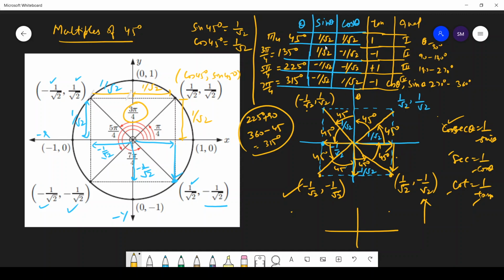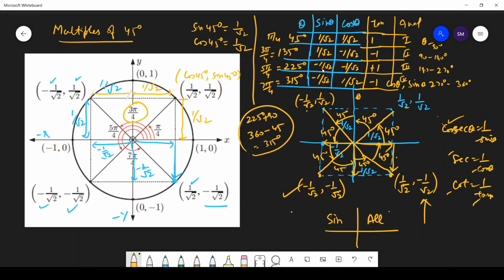Now tell me, are all the values positive in the first quadrant? All positive. Yes, sir. Which values are positive in the second quadrant? Sir, sine values. Sine values. So cos is negative, tan is negative. Now what about the third quadrant?